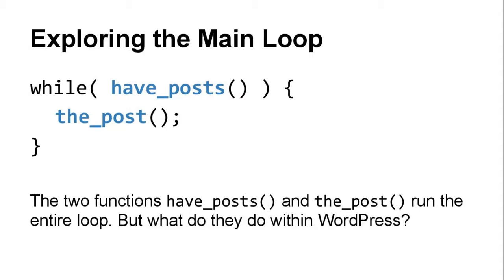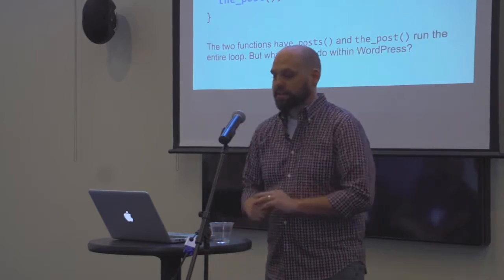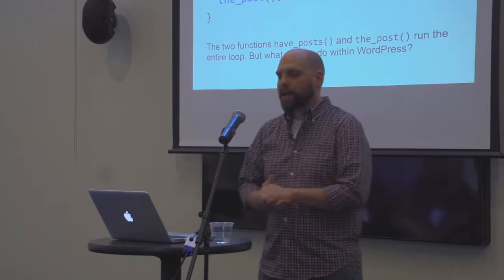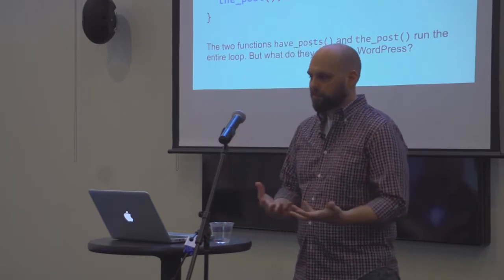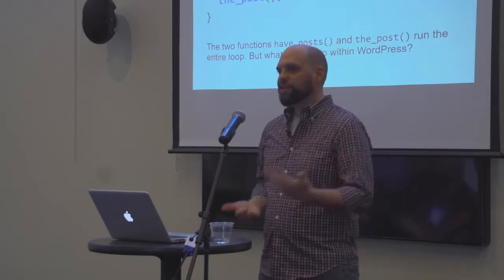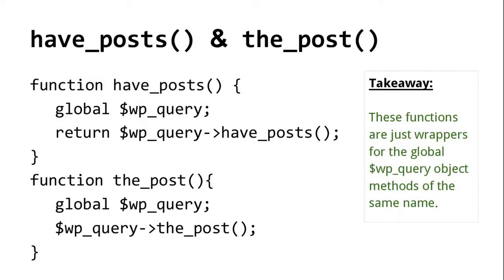So now we're going to dig into the main loop, how it really works, what it does, and implications of that. If you've ever opened a template file in a WordPress theme, you've seen this type of loop. We check to see if a query has posts, and then we do the post. So these are really familiar, but what do they actually do? I'm not sure if you've dug into it, but I recommend it. In fact, we'll do it right now.